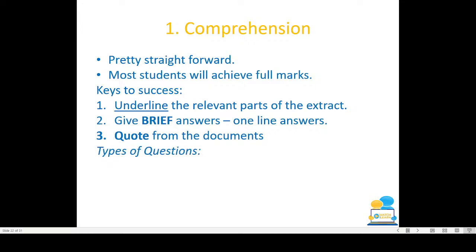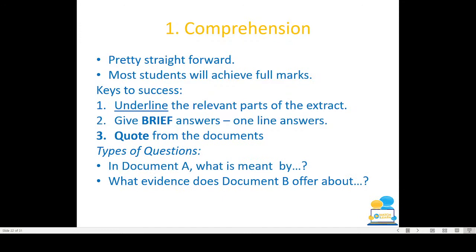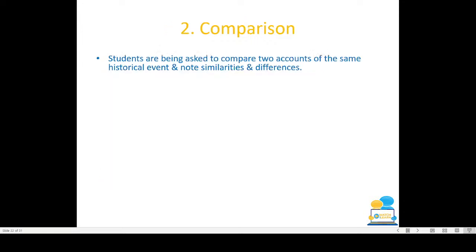And the types of questions that will be asked around this are, in document A, what is meant by? What evidence does document B offer about? And we'll give a brief, short, one-line answer where we'll directly quote from the document.